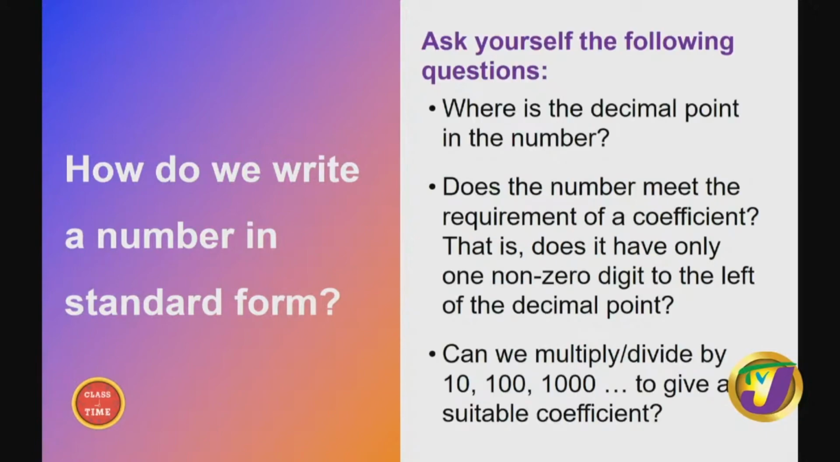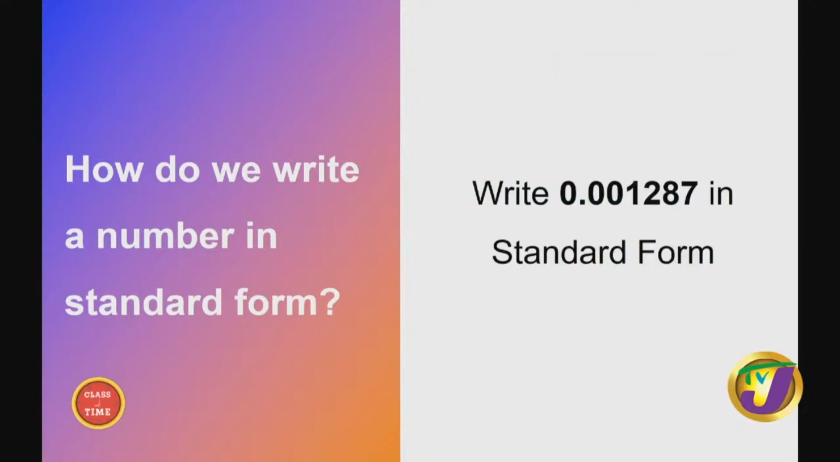Okay. All right. So remember, the first thing you want to do is ask yourself the following questions. Where's the decimal point in the number? Does the number have the required coefficient? Is the number greater than or equal to 1 and less than 10? And can you multiply or divide this number to get the coefficient where we would want it to be? So what would we do in this case now, Brittany?